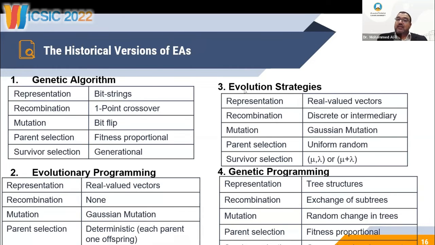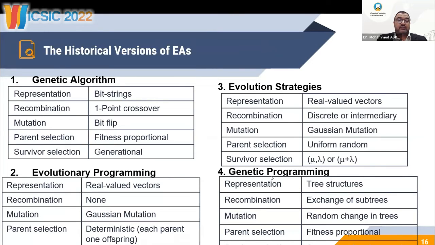This is another version of evolutionary algorithm, called evolution strategies, which deals with problems with real valued vectors and discrete. The recombination or crossover is discrete or intermediary, the mutation is Gaussian mutation, and the parent selection depends on random selection, not utilizing any survival of the fittest principle, and the survivor selection is mu, lambda or mu plus lambda.